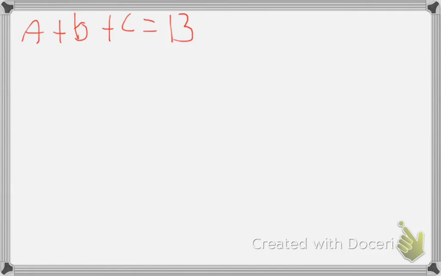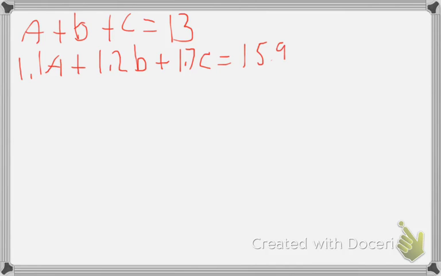We also know that the airplane A sells for 1.1 million. So let's go 1.1 million times A plus we know Type B sells for 1.2 million, so let's let that be 1.2 times B, plus we know that Type C sells for 1.7 million, and we know altogether that company spent about $15.9 million.